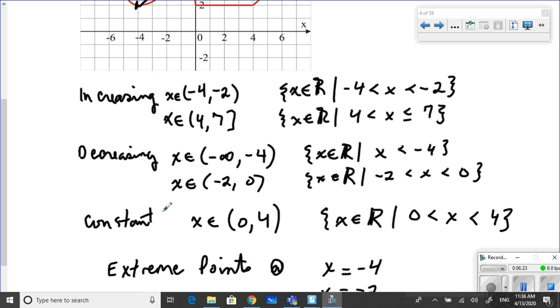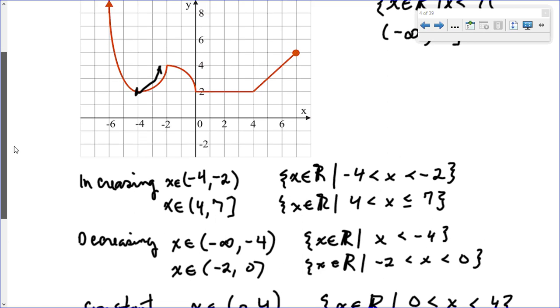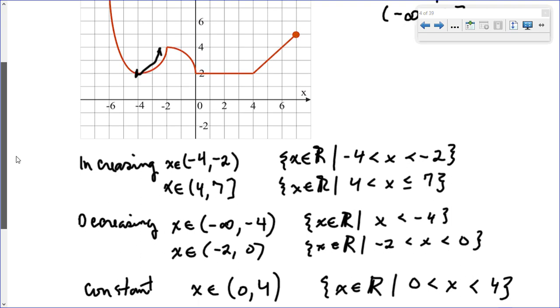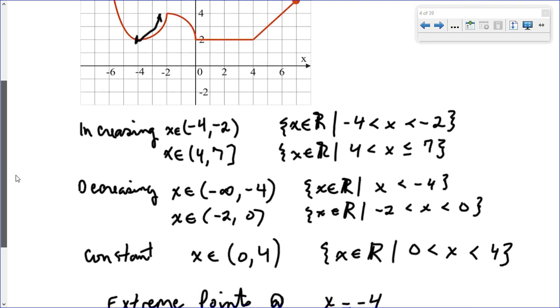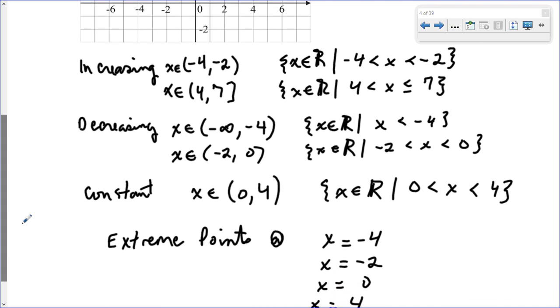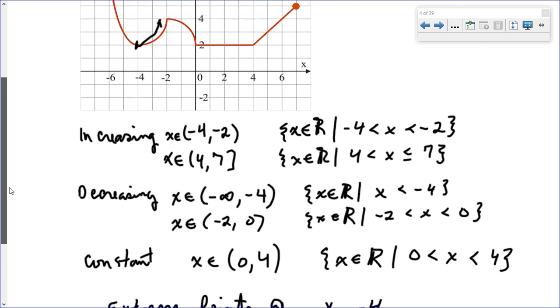So I'm going to pick this back up, and I've stated the decreasing areas on the graph. That's when, as I read it from left to right, it's going down. So the first one is from infinity to -4. The next one is from -2 to 0, and those are the only two decreasing intervals, both in interval notation and set notation. You don't have to write the x as an element of that interval. And if you write it in interval notation, the constant area, where the graph is flat, goes from 0 to 4.